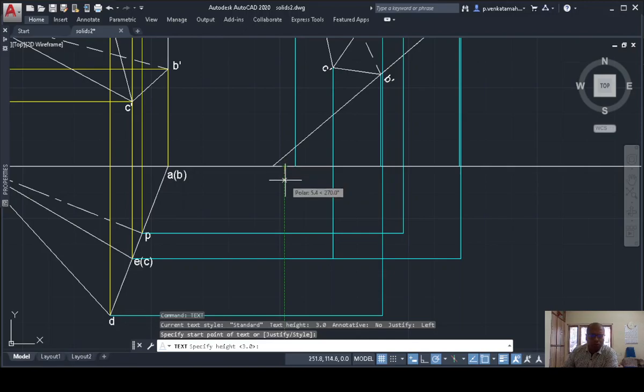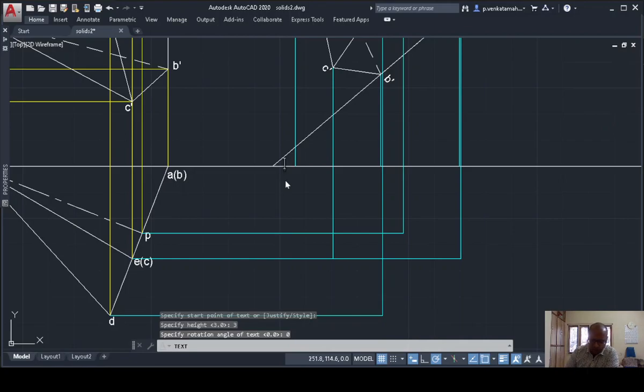So I will get O here, 3 mm height, 0 degrees angle. So this is O. This is the locus line from C, and the projection from C dash. So here I will get C. So here I will get E, and this is the projection from D dash and the lowest one from D, and this is from D dash and P, and what all are there? This is B, and this is A.